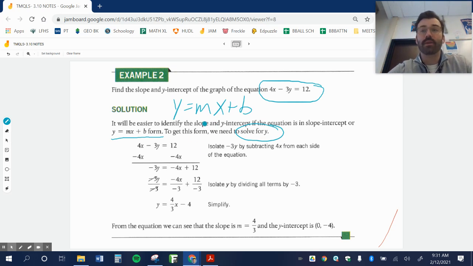All right, so to solve for y, I want to isolate my y term. The y term is negative 3y. I'm going to move this 4x to the other side. So I have negative 3y equals negative 4x plus 12. The one thing stopping me from isolating that y is the negative 3. So I'm going to divide every single term by negative 3.